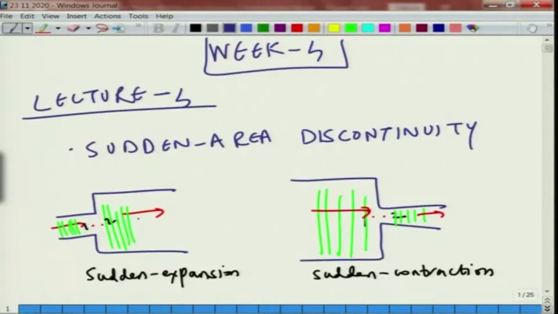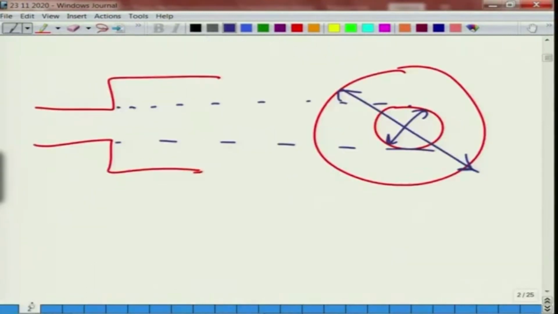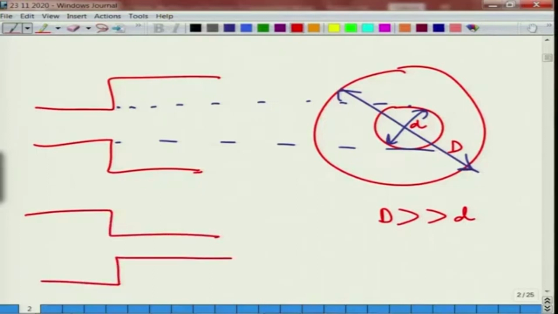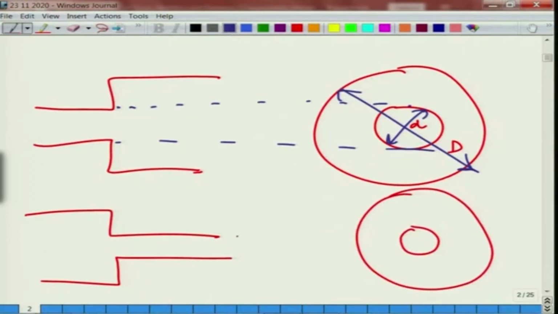So, basically whenever the wave comes, it gets a lot of area to expand into, and suddenly there is a sudden increase in the diameter. So, if this diameter is say small d, this is capital D. So, capital D is typically much greater than small d. You can have the other scenario, of course, where you have sudden contraction, in which case this would probably be the same, something like this. So, again the idea is D is much greater than small d.